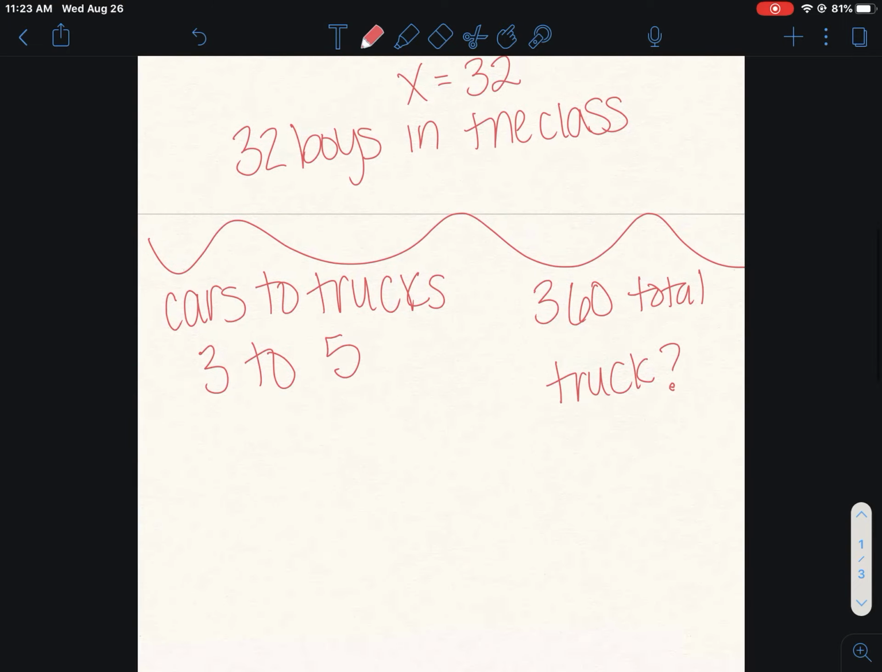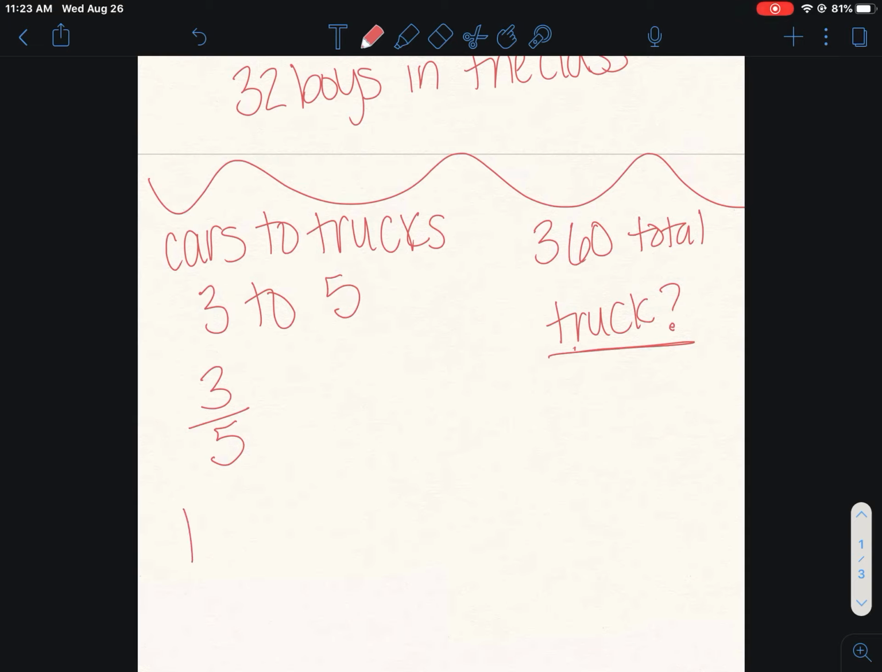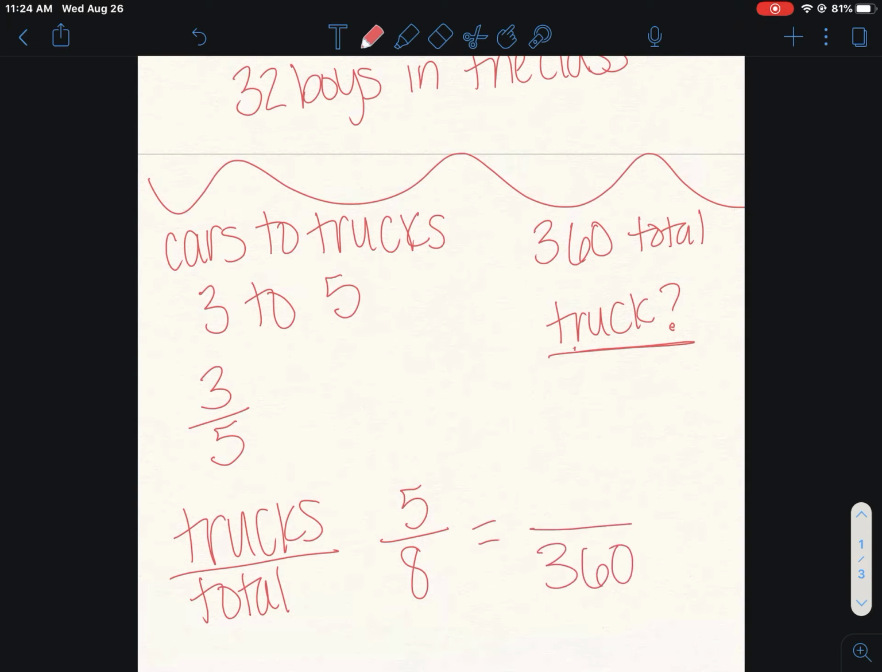All right, so again, very similar to the last one, I'm going to first make it as a fraction, cars to trucks. And this time, how many trucks are there total? So I'm going to turn this ratio into trucks out of the total. Okay, so trucks is 5 out of the total, which will be 3 plus 5, which is 8. Okay, so trucks to the total. For every 8 vehicles in the parking lot, there's going to be 5 trucks. Now, if there's 360 total vehicles in the parking lot, how many will be trucks?